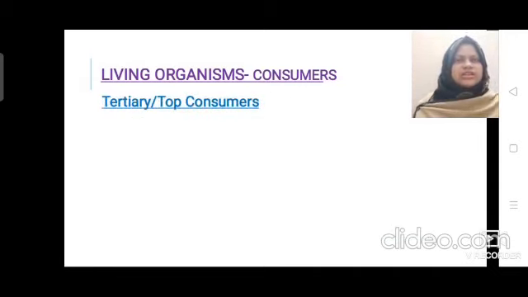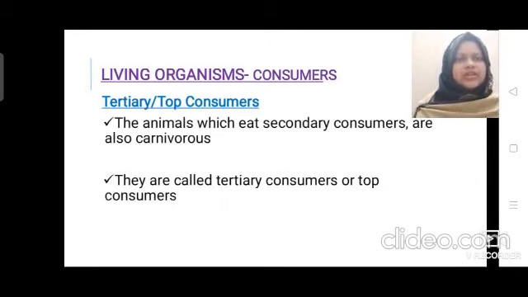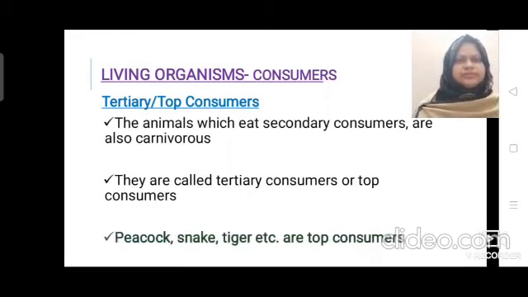Now, tertiary or top consumers. The animals which eat secondary consumers are also carnivorous. They are called tertiary consumers or top consumers. Peacock, snake, tiger, etc. are top consumers.